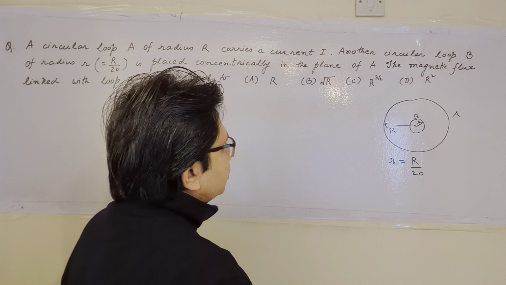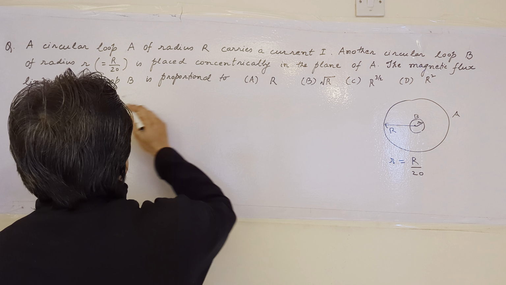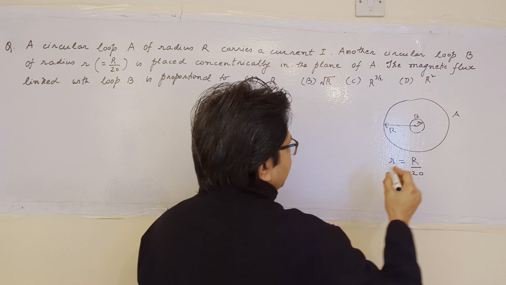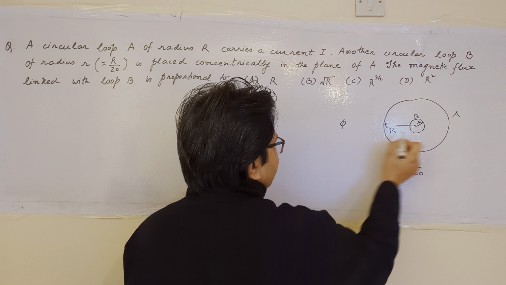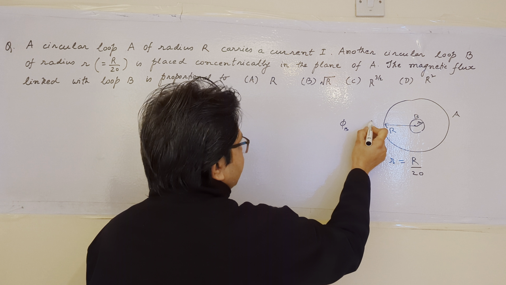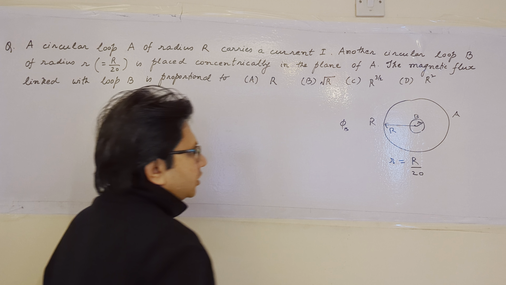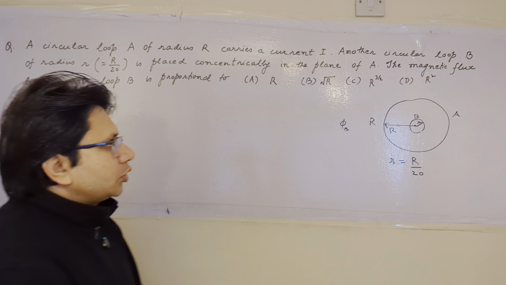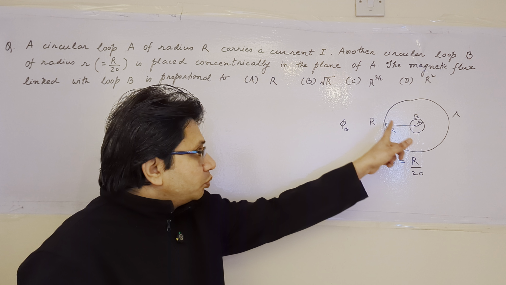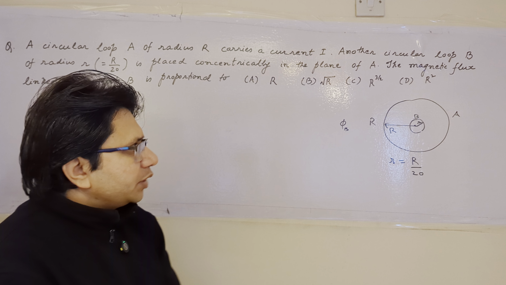And we have to find out the relationship between the magnetic flux linked with loop B and the radius of the bigger loop, that is phi B, the flux linked with loop B, and capital R. That is the main aim of this problem.